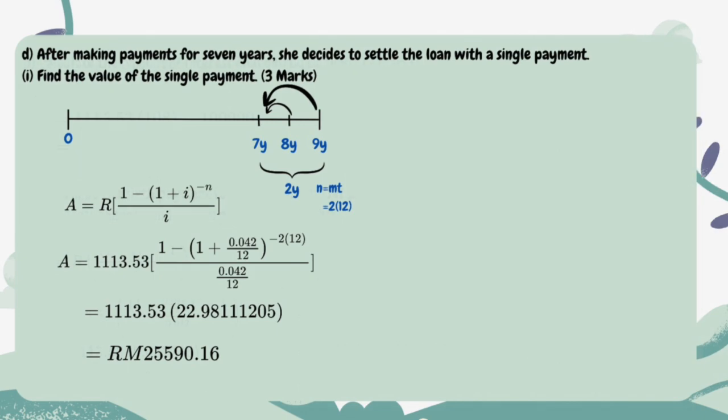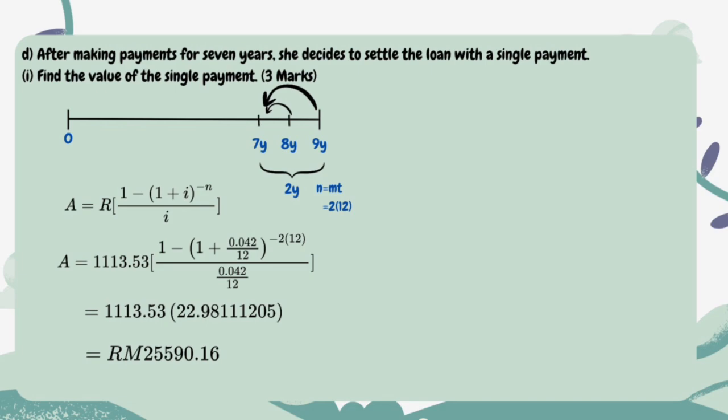D. After making payment for 7 years, she decided to settle the loan with a single payment. D1. Find the value of the single payment. To find the single value, we need to use the formula of present value of annuity, which is to find A. The formula is A equals R times 1 minus in the bracket 1 plus i to the power of negative n over i.